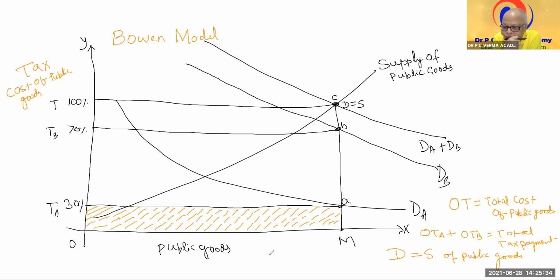This is called the Bowen model. Bowen is an economist.